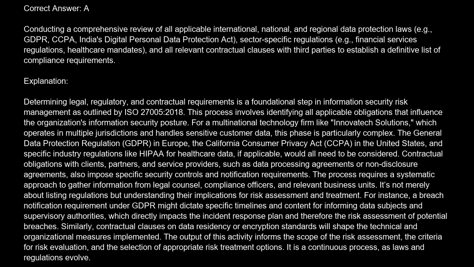The output of this activity informs the scope of the risk assessment, the criteria for risk evaluation, and the selection of appropriate risk treatment options. It is a continuous process as laws and regulations evolve.